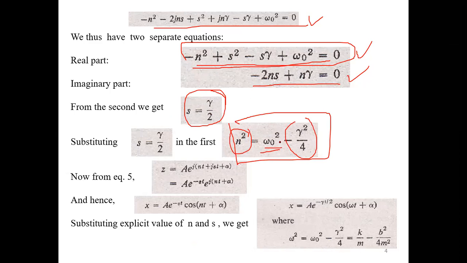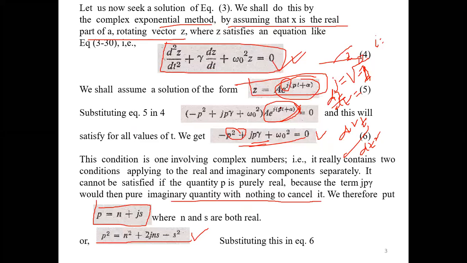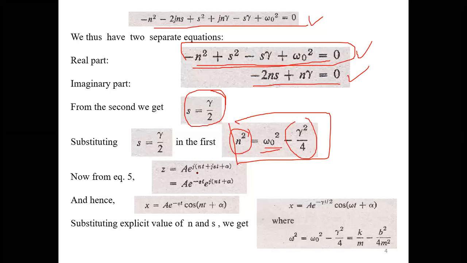Now our solution was z equal to a e to the power j(pt plus alpha), and p is n plus js. So finally z will be a e to the power j(nt) plus j(st) plus alpha. And if you multiply j with j, it's j squared, so minus, so a e to the power minus st will become here, times e to the power j(nt plus alpha). And s is gamma by 2.